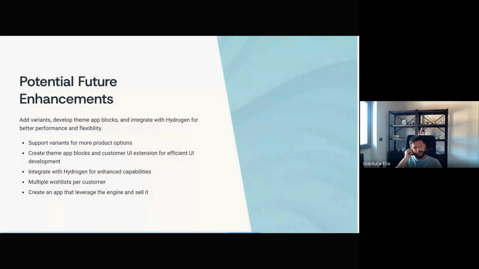There are a few potential improvements for the engine. For example, we can support variants. At the moment, it only supports products. Then we can develop an app block and a customer UI extension to streamline the user experience and avoid losing time on creating custom interfaces. We can even add support for Hydrogen or allow multiple wishlists per customer, or even create an app that leverages the engine implementation and maybe monetize it.